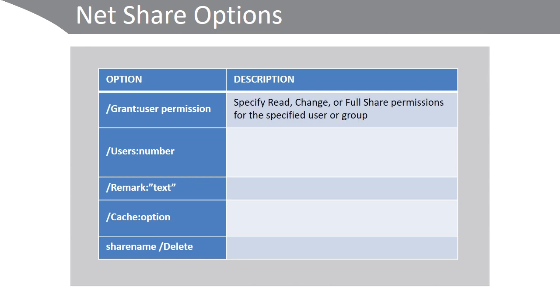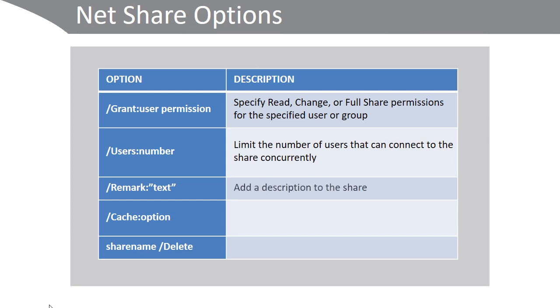/grant:user,permission. Specify read, change or full share permissions for the specified user or group. /users:number limits the number of users that can connect to the share concurrently. You can use the remark property to add a description to the share. You can also use the /cache option to specify the offline files caching options.